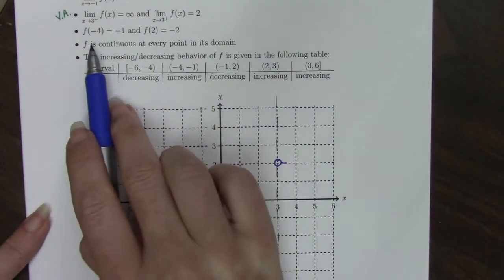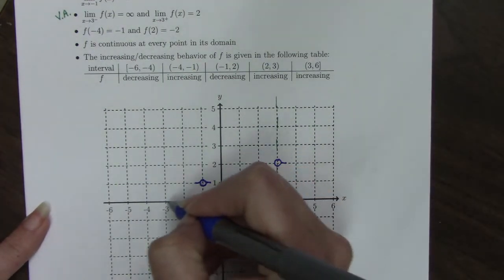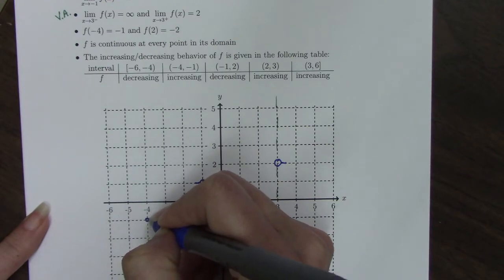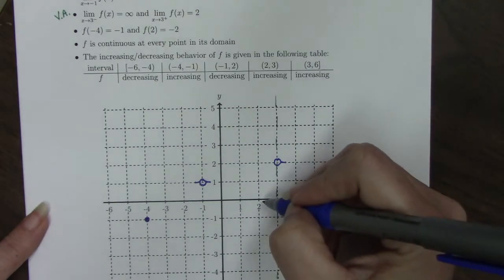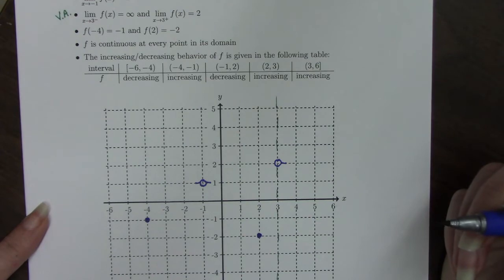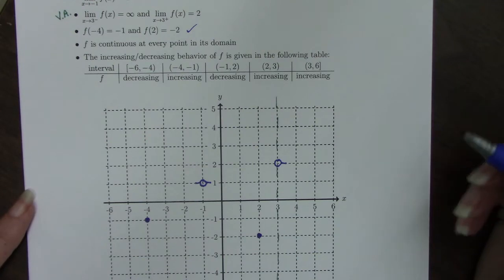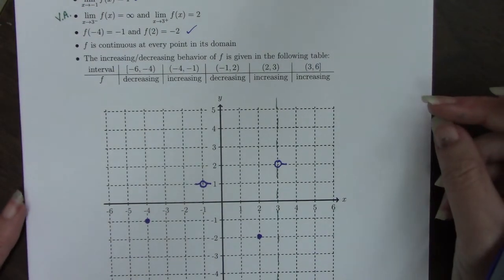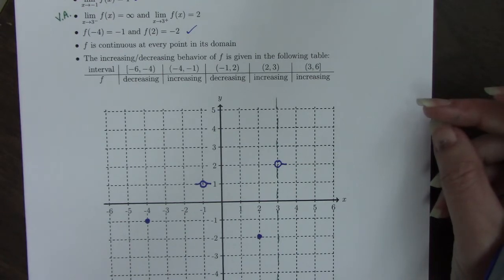F of -4 equals -1. That's a point. You can just flat out plot that. So -4 is down at -1. So we have a closed circle there. In the same line, I'm told that f of 2 is equal to -2. So that's another point that I'm allowed to plot. So this line is taken care of. F is continuous at every point in its domain. So that means when we do the domain check, all of the lines we're going to draw in between the holes we're given in the graph are going to be solid lines. There's no more breaks or gaps.